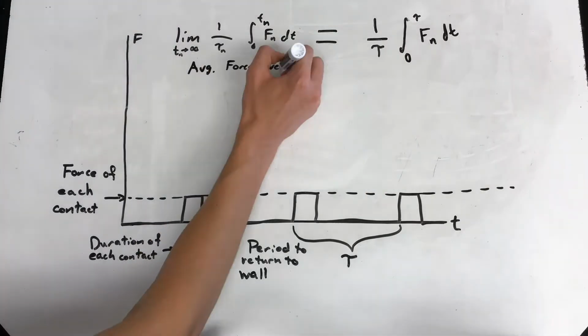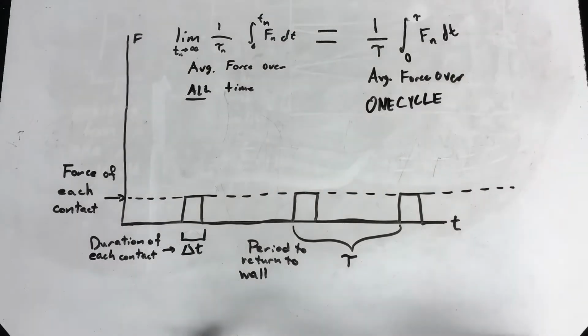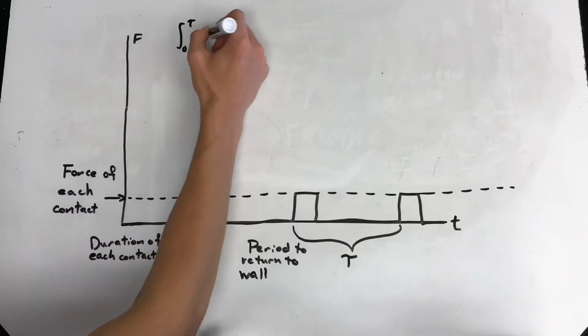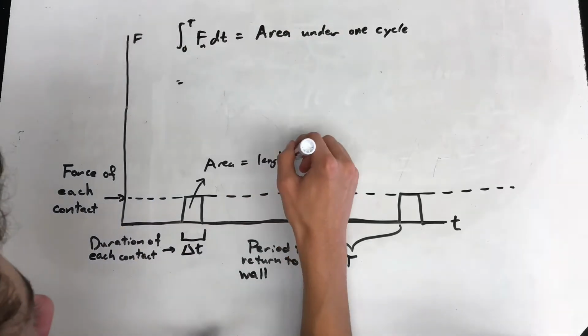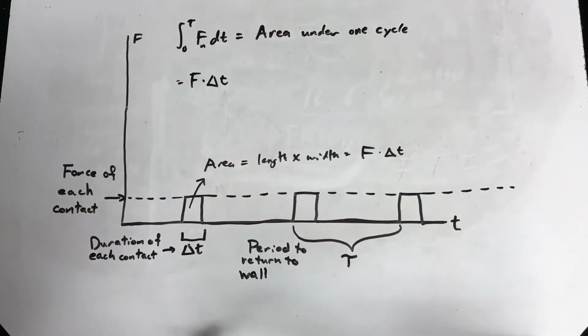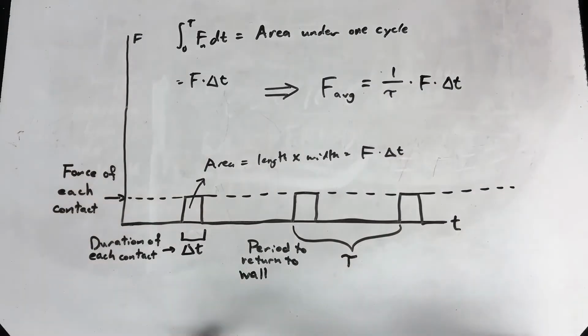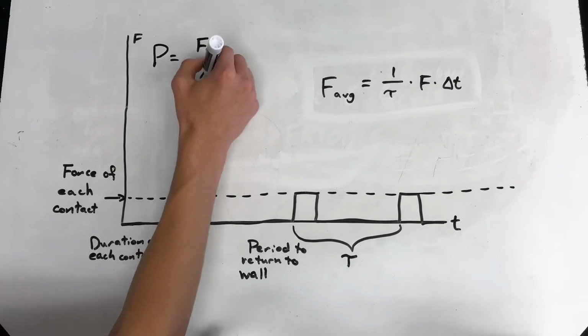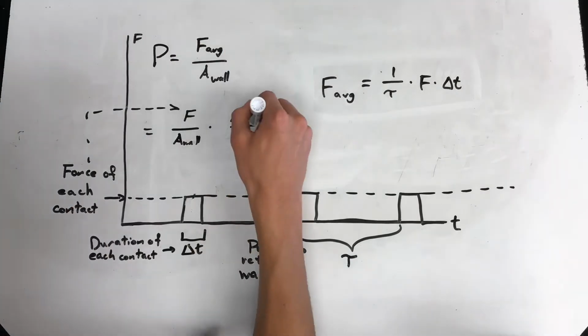Here, our average force over time is the same as the average force over one cycle. To calculate this, we find the area under one cycle of the curve, which is the area of one blip, F times delta T. We then divide this quantity by the duration of one cycle, tau. Now, we just divide by the area of the right wall, and we have the pressure one particle exerts on our right wall. But what is F in this equation?